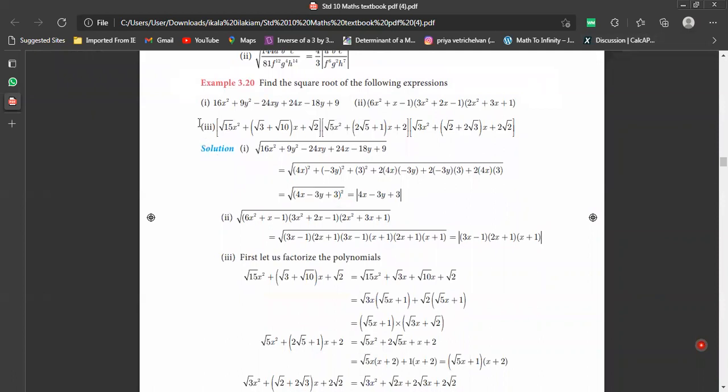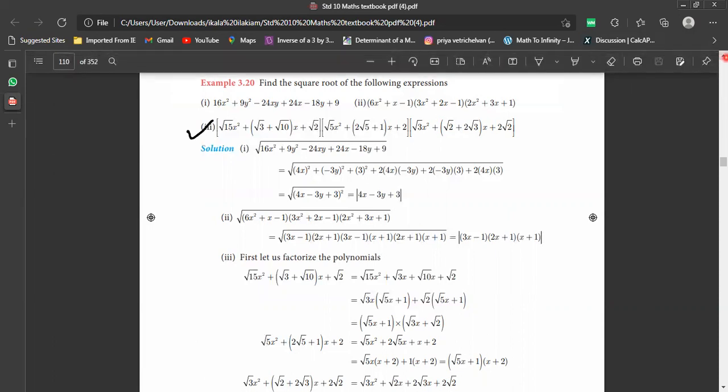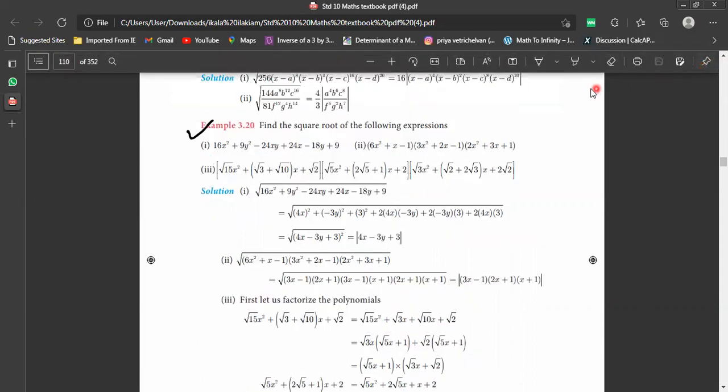So the question is: square root of (15x² + (√3 + √10)x + √2) times (√5x² + (2√5 + 1)x + 2) and (√3x² + (√2 + 2√3)x + 2√2). So what do we have to do with this algebraic equation?